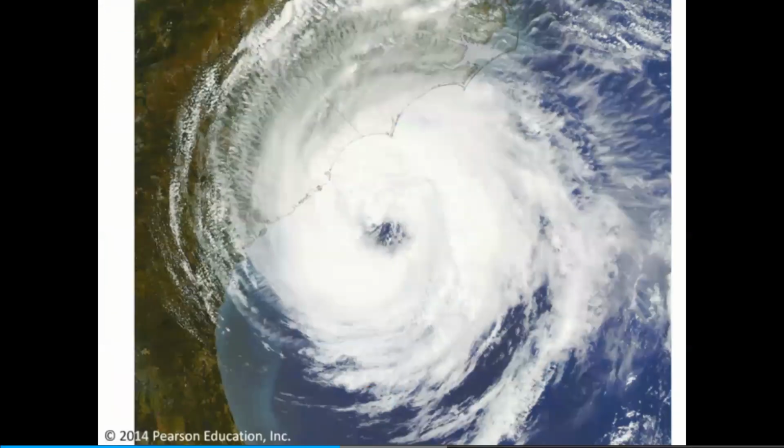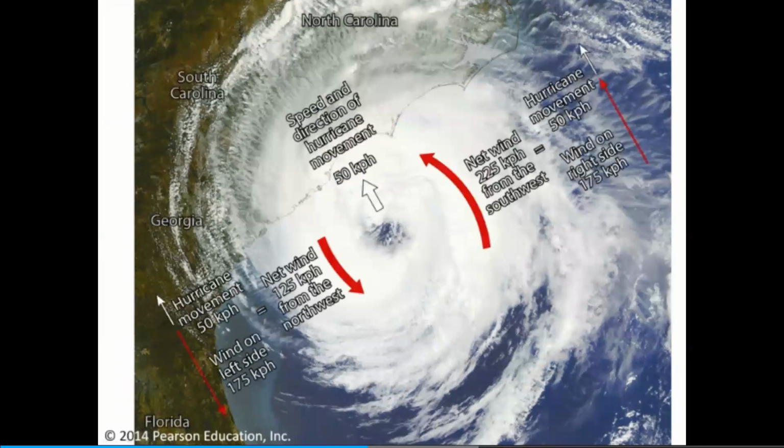Here's an example of a hurricane that's moving towards the land. This is in the region of South and North Carolina. The storm is moving towards the land at 50 kilometers per hour. Now, over on the left side of the storm, the winds are blowing offshore at 175 kilometers per hour. And so the net wind on the left side of the storm is going to be 175 minus 50, or 125 kilometers per hour.